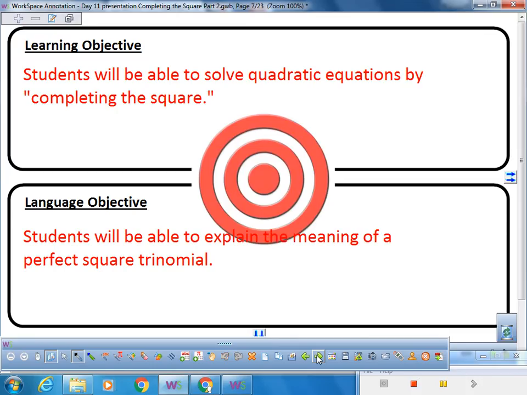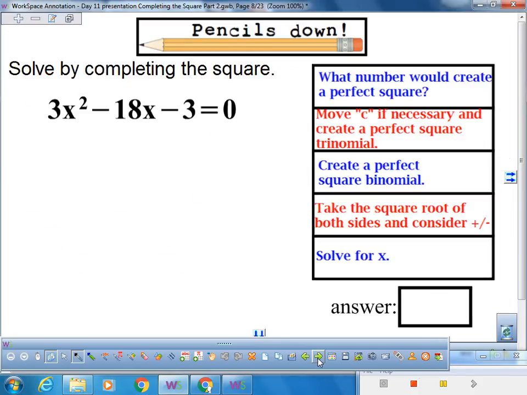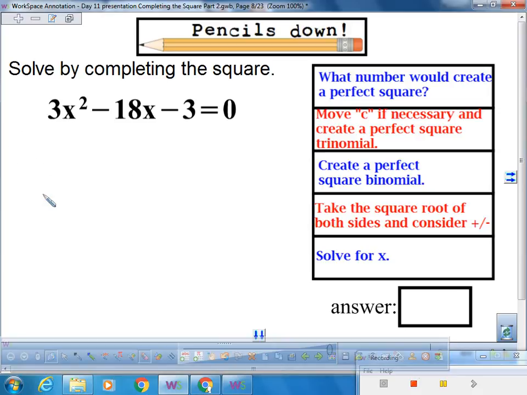Okay, so let's work on this. All right, so what do you think I'm going to do first? I'm going to pull out that 3. So I'm going to pull a 3 out. I'm left with x squared minus 6x. Ooh, before I pull out that 3, for sure I know that this is not going to make a perfect square. Correct?